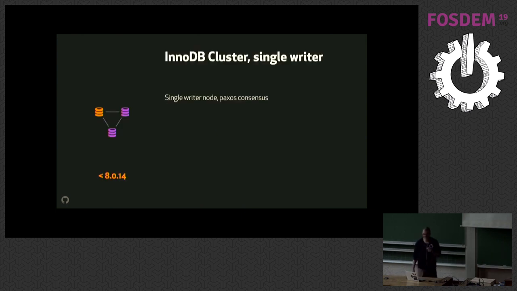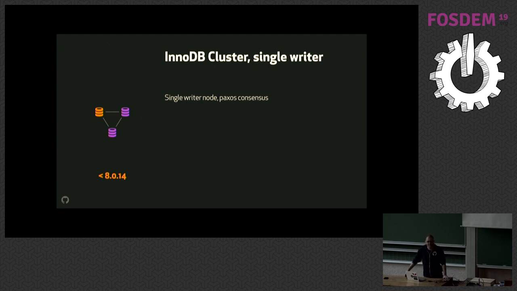There's more. Let's talk about InnoDB Cluster. Before 8.0.14, thank you, Oracle, for changing my slides at the last moment. So, single-writer InnoDB Cluster. Now we have Paxos. Right, there's consensus. There's interesting stuff. Is this an available system? Is this a consistent system? Who says it's available? Who says it's consistent?